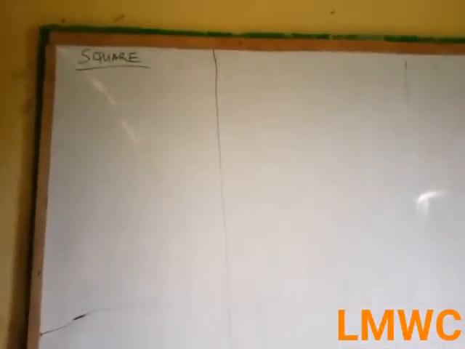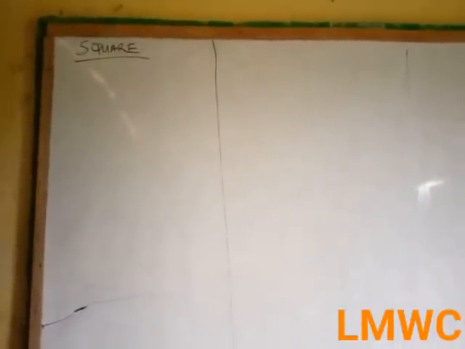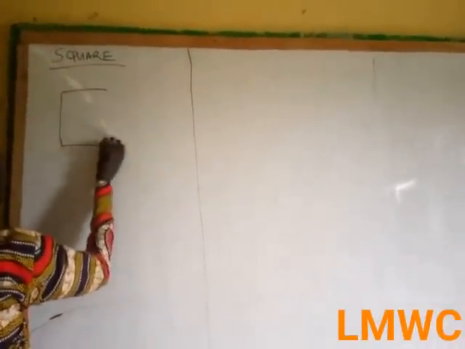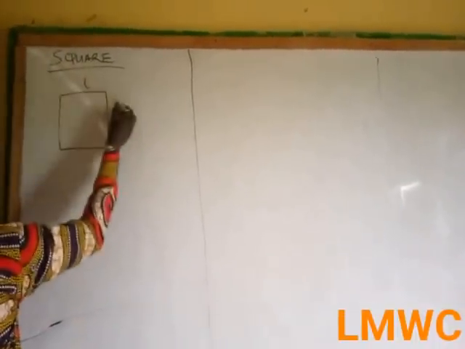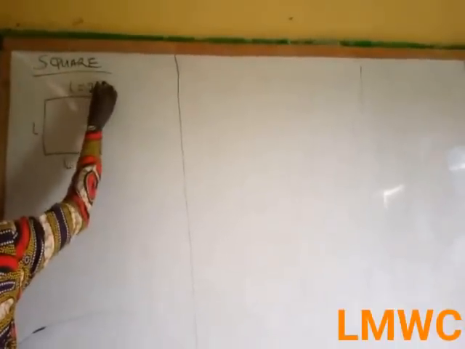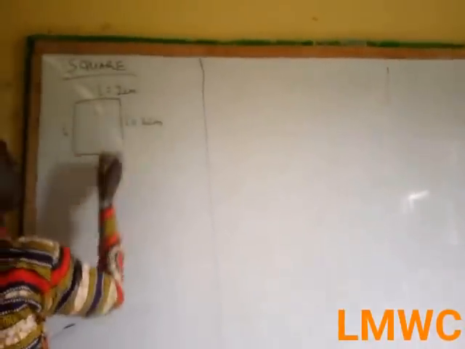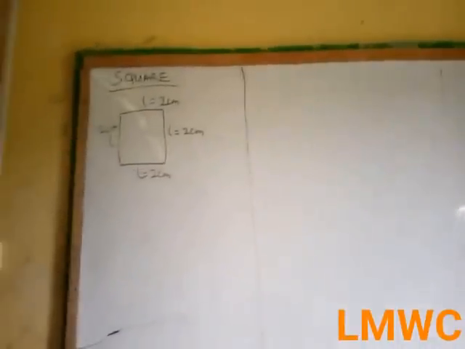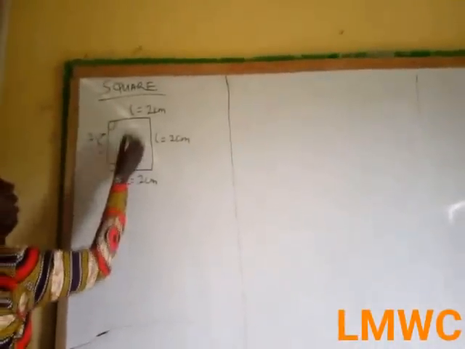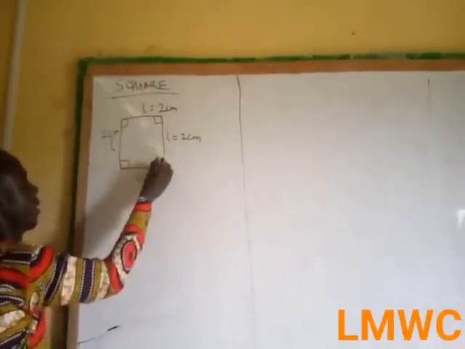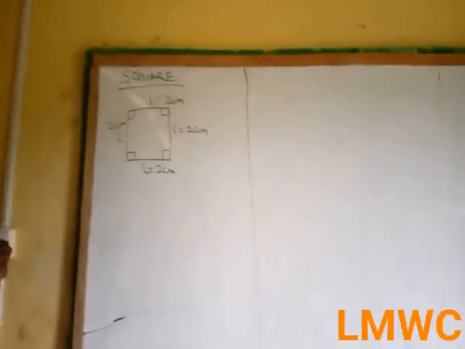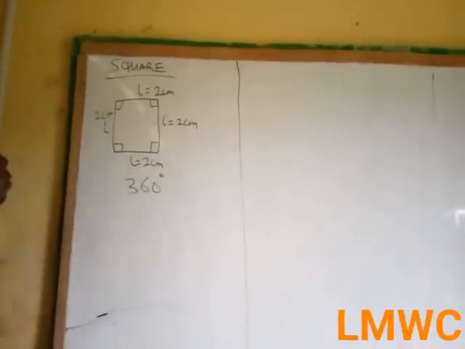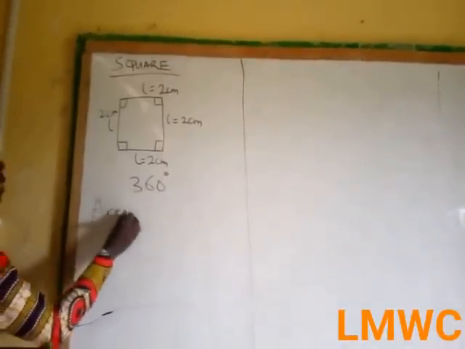We have another quadrilateral, which is a square. When we talk of a square, a square has all of its sides equal. This is a square. It has all of its sides equal. So if this portion is 2 centimeters, this is 2 centimeters, this is 2 centimeters, and here is 2 centimeters. It has all of its sides equal, and the interior angles are equal to 90 degrees. The sum of interior angles of a square is also 360 degrees.